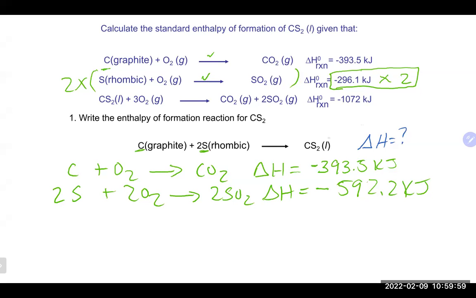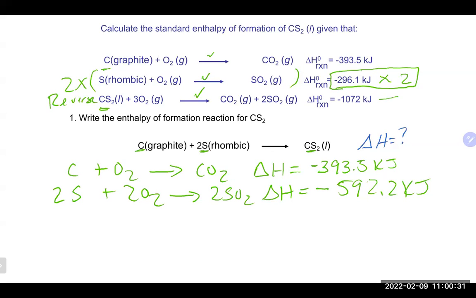Coming to the last thing in the equation we're looking for, the CS2. We see it is actually on the right-hand side. When we look at the equation above, the CS2 is on the left-hand side. So in this case, we need to actually reverse this equation. We need to write it backwards. We actually only need one CS2, and we have one CS2, so we don't have to worry about multiplying by a number or anything like that. But we do need to reverse this reaction.